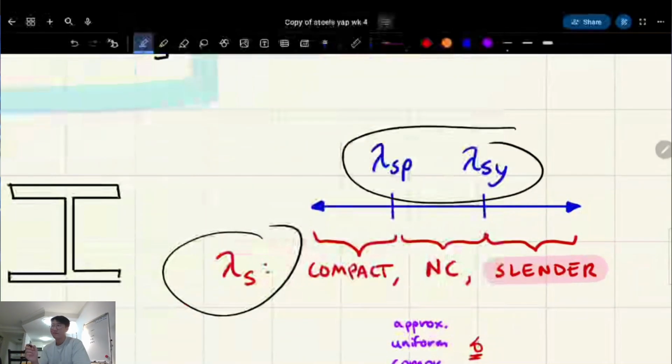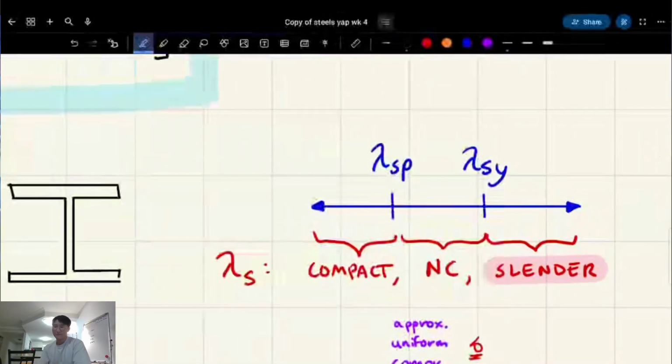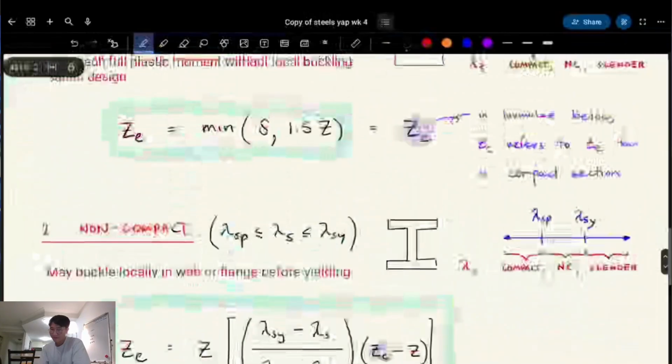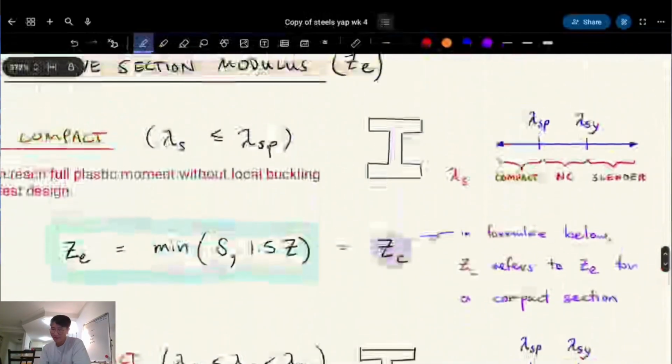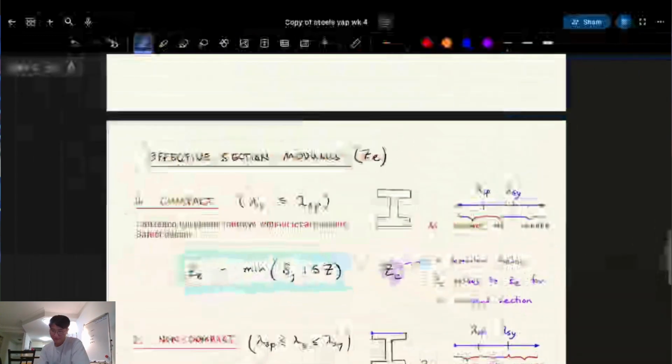Then where do we get lambda SB? Oh, from that first step. Yeah, from the step above. So you have to do the first step regardless. Yes. And if it's in between, it's non-compact, which is here. And if it's less than lambda SP and lambda SY, then it's compact. Make sense? Okay.